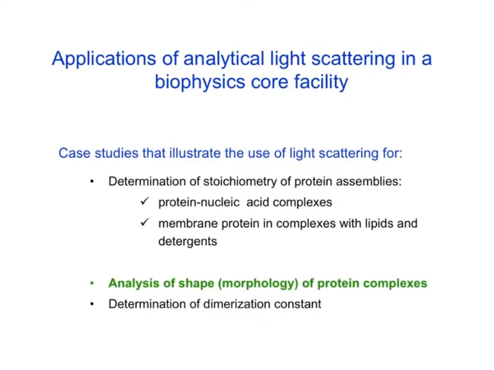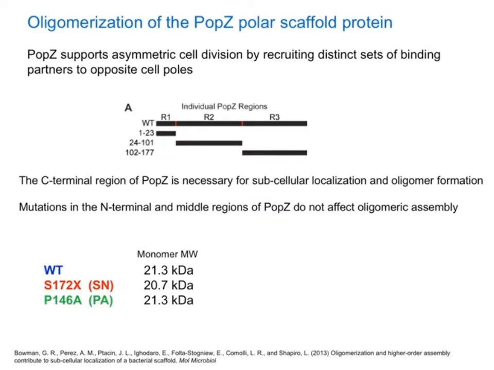I will now tell you a story of how we used a combination of static and dynamic light scattering to study the morphology of protein assemblies. The protein under investigation is PopZ protein, which is a bacterial scaffolding protein involved in cell division. We were approached to identify the oligomeric state of the wild-type form of the protein and 2 mutants that were of interest because of their biological effects.